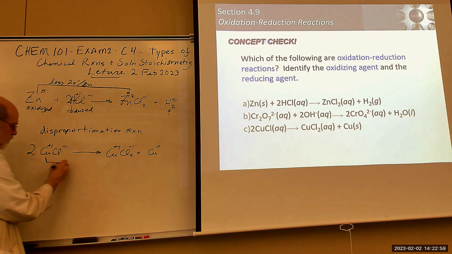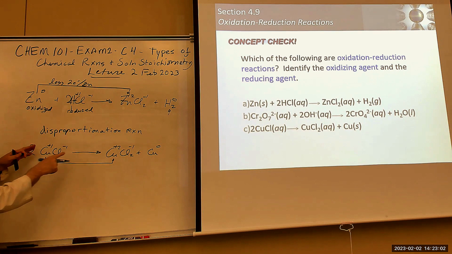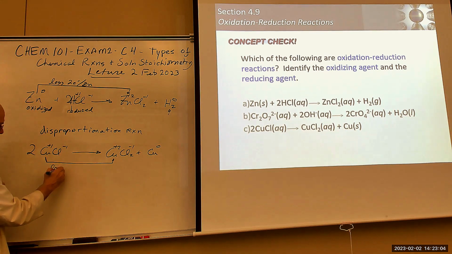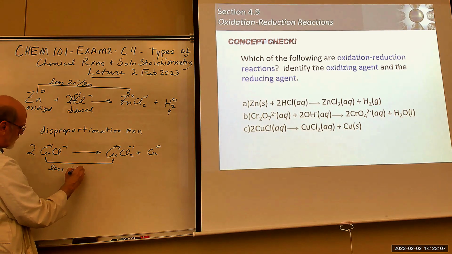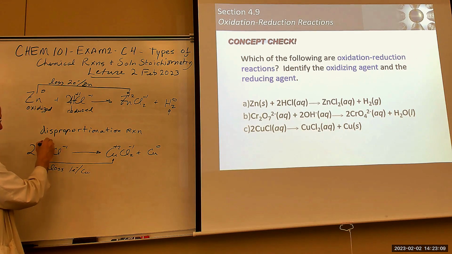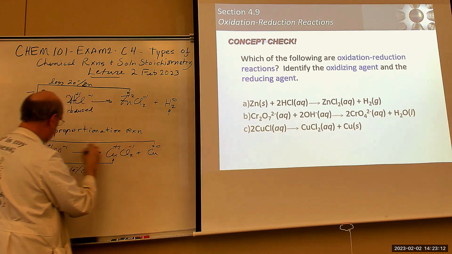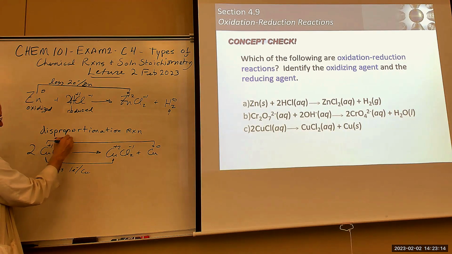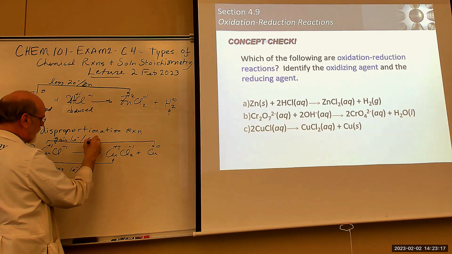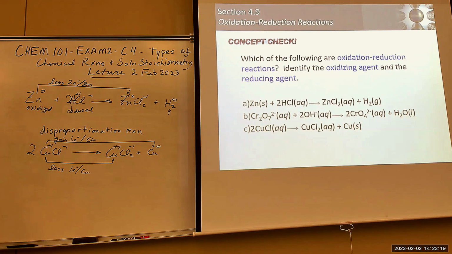So we can say this one goes to here, and when it does, it's oxidized, loss. 1 electron per copper. And the other copper goes this direction. This is gain. 1 electron per copper. Okay. Maybe it would be easier to rationalize if we wrote these separately, like copper chloride plus copper chloride. Use those. Then they would be more visible as separate reactants.